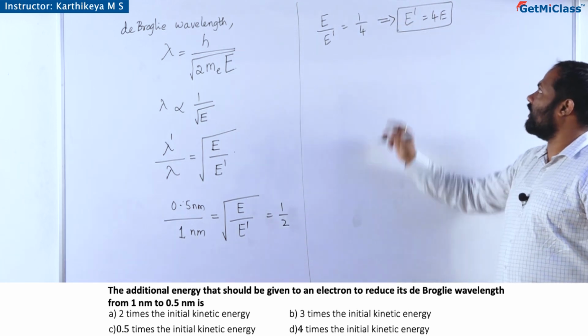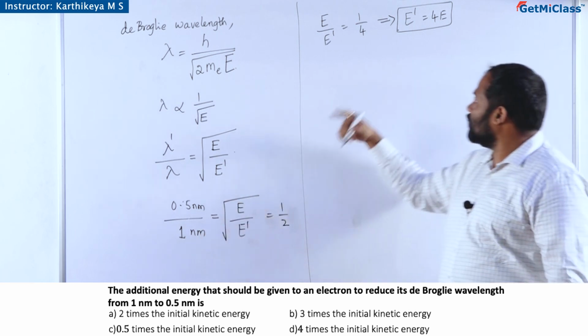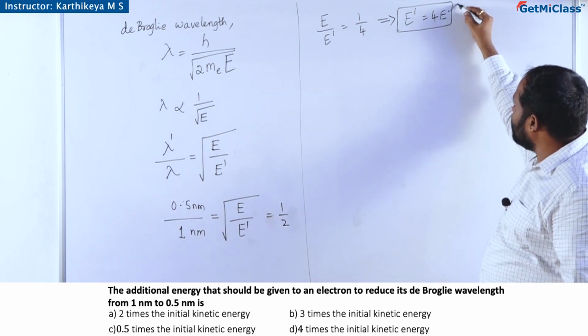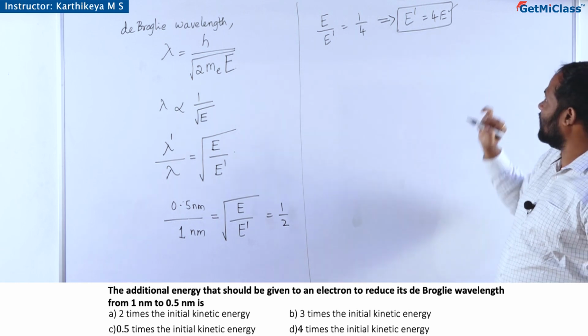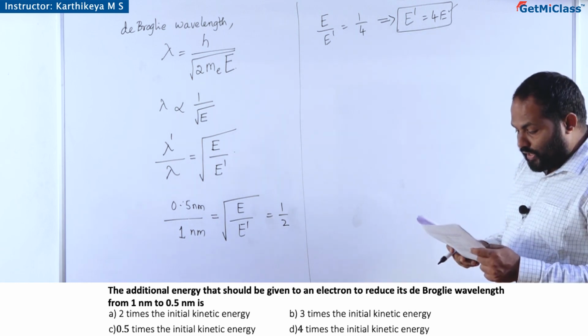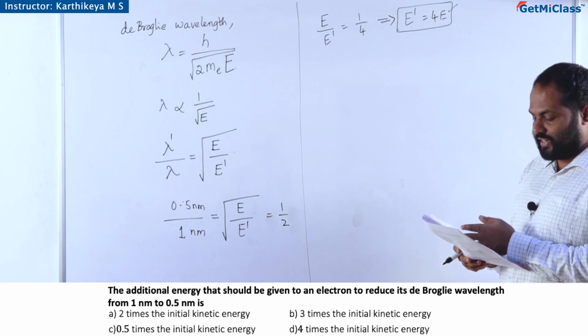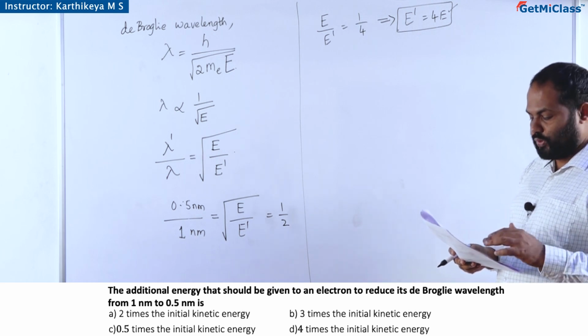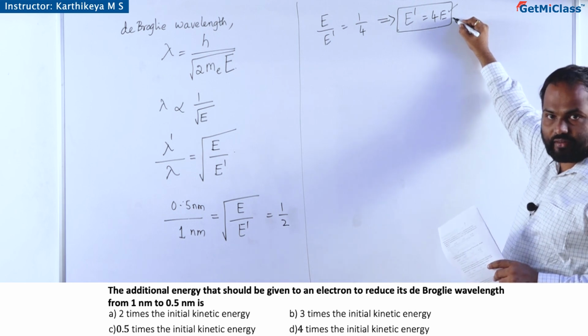Final energy of the electron, trying to reduce its wavelength, should be increased up to a value 4 times the initial energy. But if you look at the question, options are given: 4 times the initial kinetic energy, 3 times, 0.5 times, 2 times. Suddenly you might jump to the conclusion that option D is right.